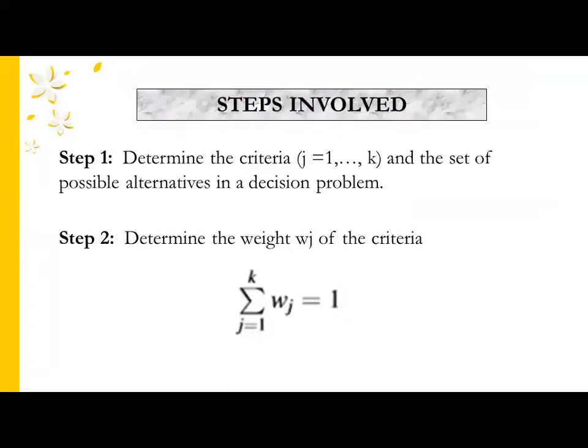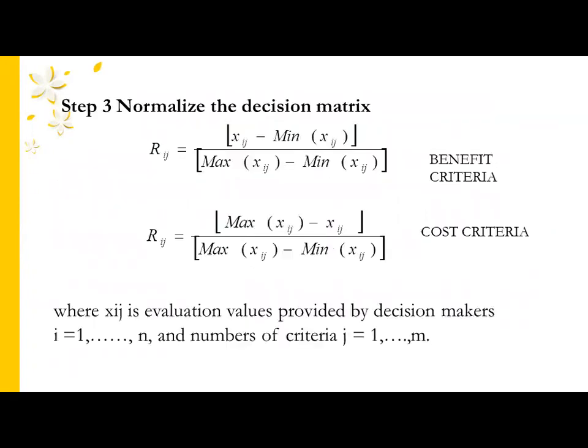So what are the steps involved? The very first step, we are going to find the criteria and the possible alternatives in a decision problem. And then we are going to find the weight of each criterion, with the condition that the sum of all the weights of the criteria must be equal to 1.